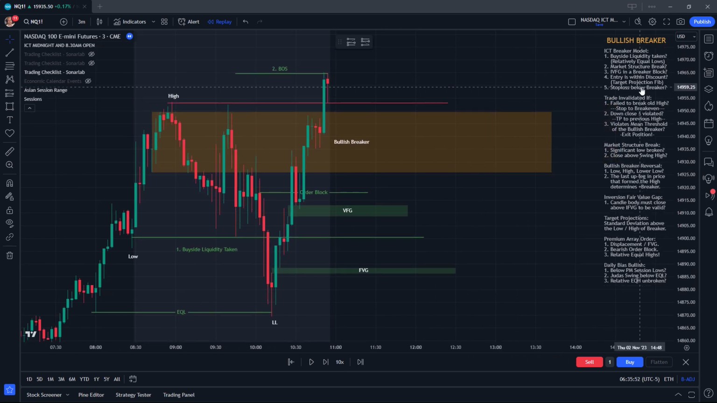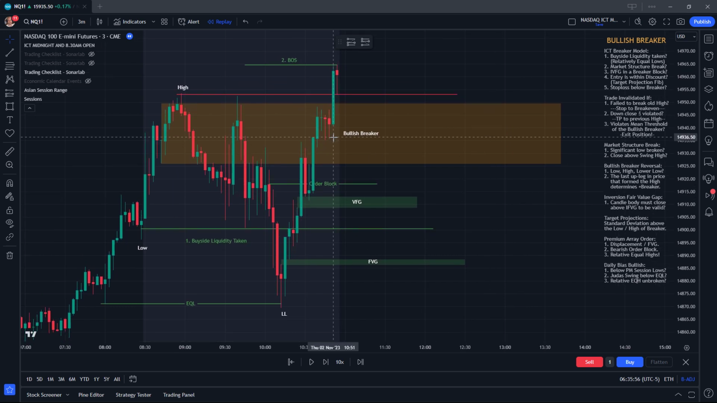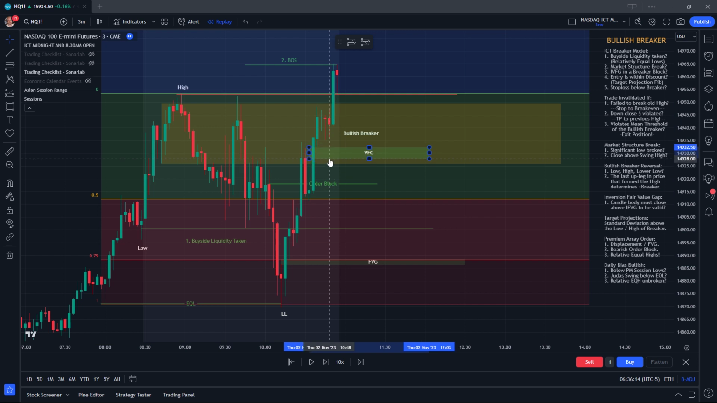Finally, a stop loss below the breaker. So here's the problem. It said the fair value gap has to be within the breaker. So if we bring this back up again, the rule says the fair value gap needs to be within the breaker, but if it is within the breaker, then it's no longer in a discount. So either way, it's just not going to meet all of the requirements.